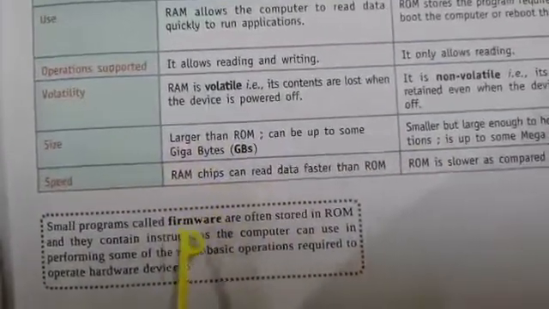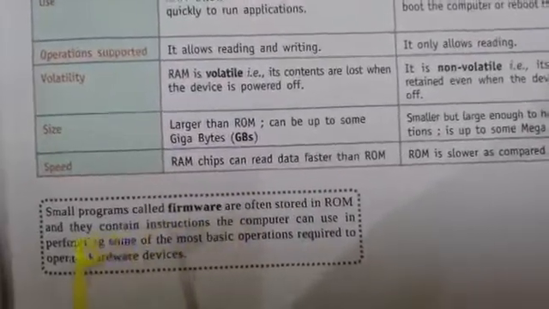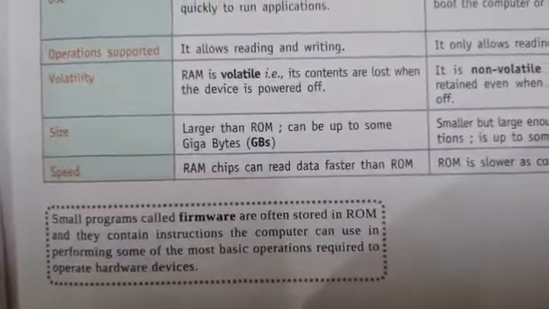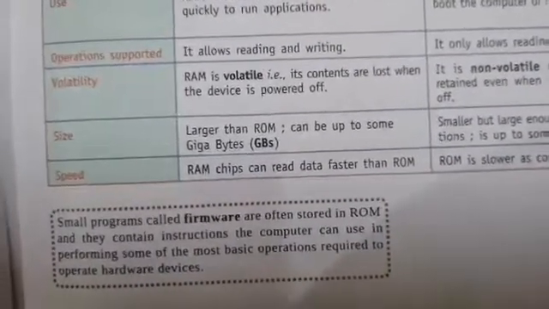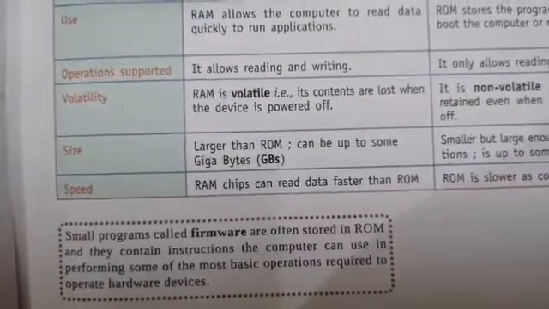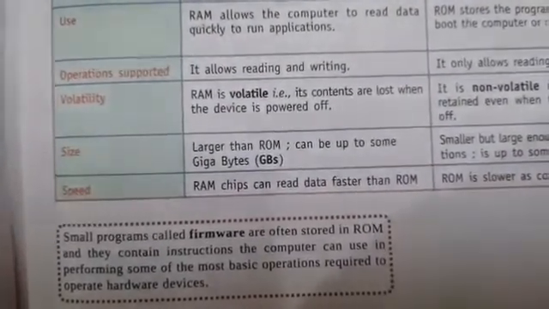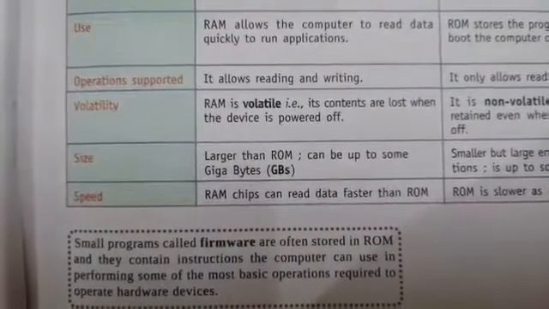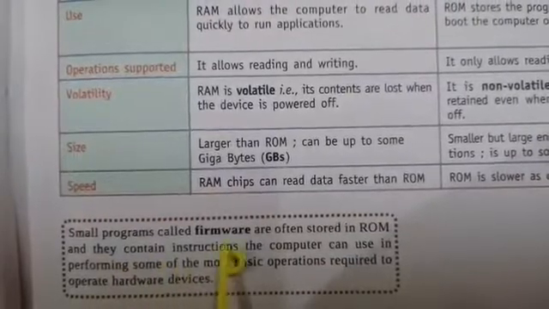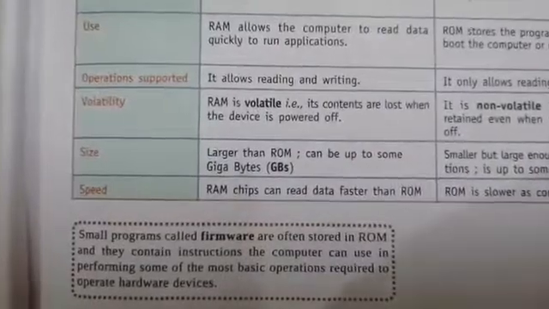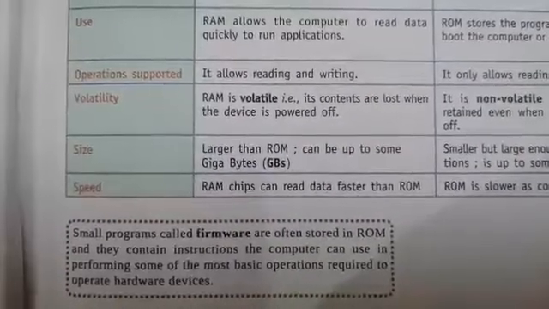Then come to one more point: what is firmware? Here the definition is written. Firmware are small programs which are stored in ROM, through which the computer can perform basic operations. The definition is: small programs called firmware are often stored in ROM and they contain instructions the computer can use in performing some of the most basic operations required to operate hardware devices.